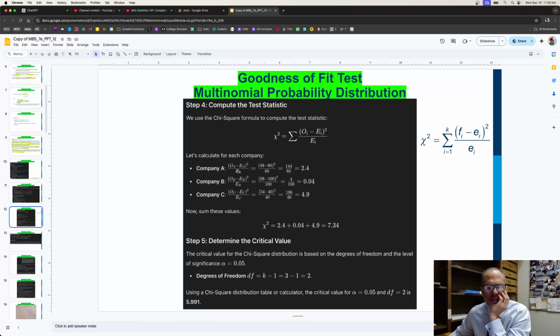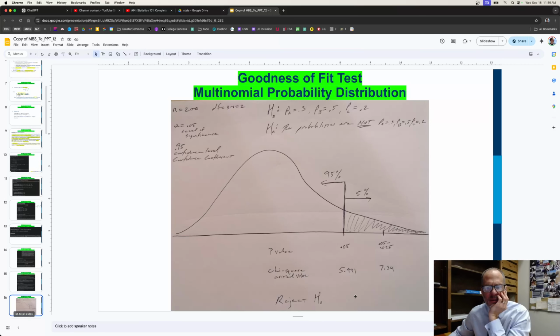So here, let's calculate the chi-square test statistic for each company. We go through each one, and then we add all those up, and we get 7.34. If you look at our little diagram, our test statistic is 7.34, and this is the critical value against which we're benchmarking it.